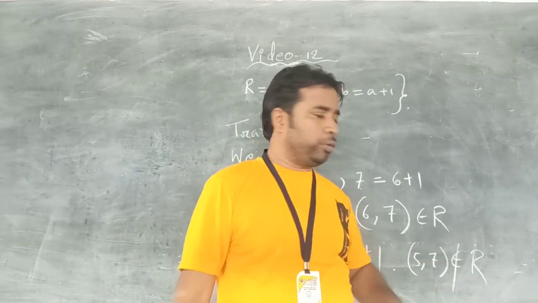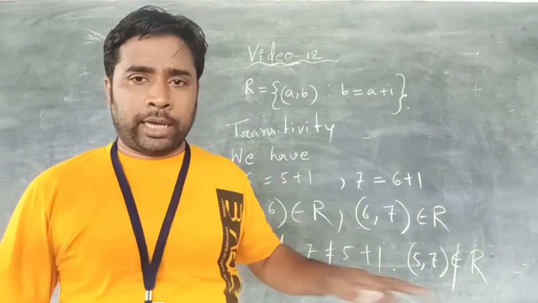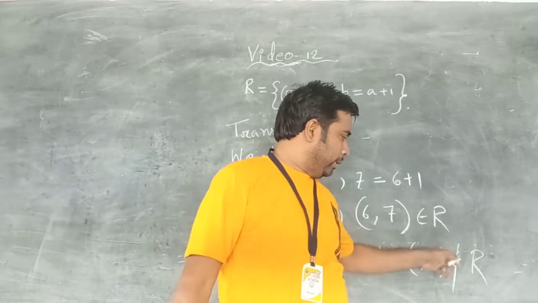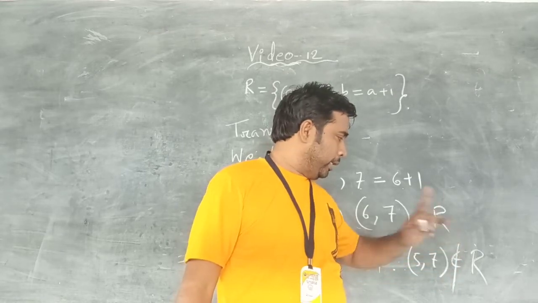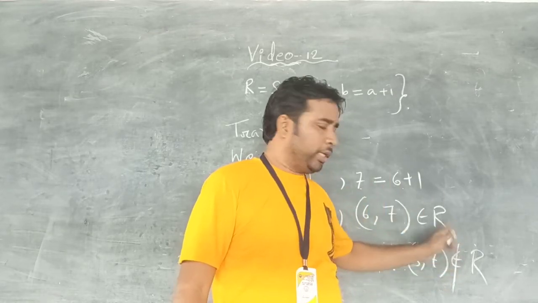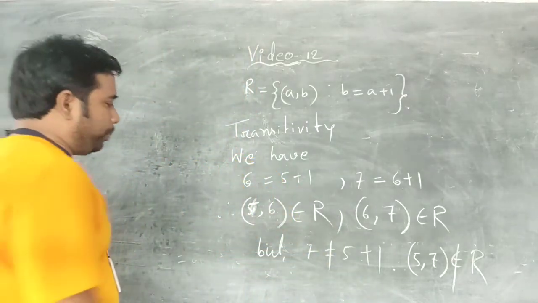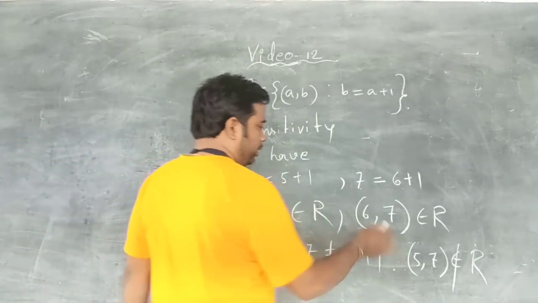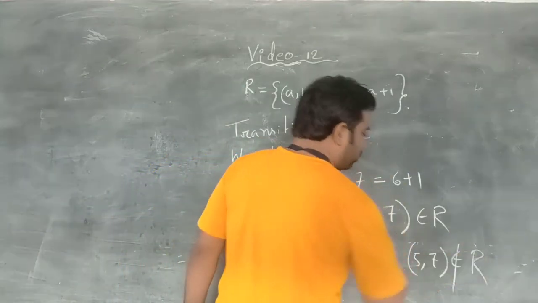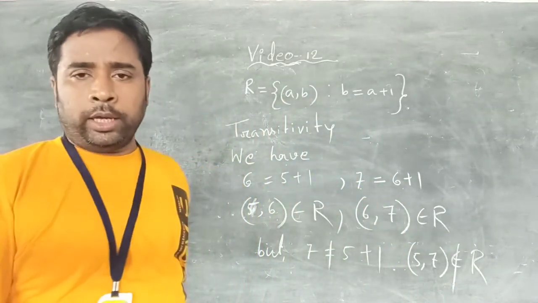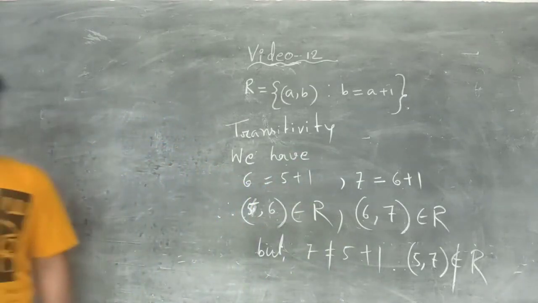Okay, in the beginning when I put reflexivity, you just check whether I put not belongs to or belongs to, there should be not belongs to. Everything was correct, I think I wrote belongs to there, but actually it is not belongs to. So see here we have put that 5 comma 6 belongs to R and 6 comma 7 belongs to R. After that I have written, 5 comma 7 does not belong to R. So we have proved that R is not a transitive relation.